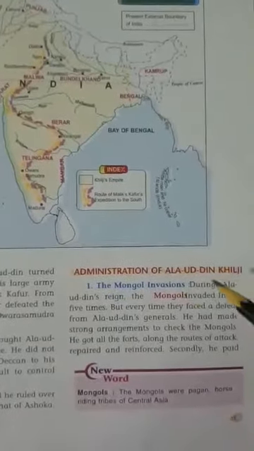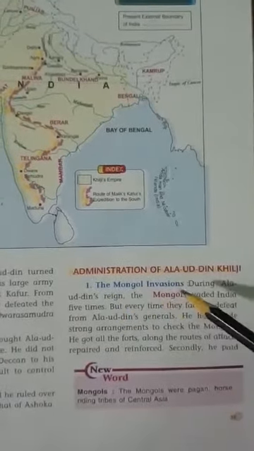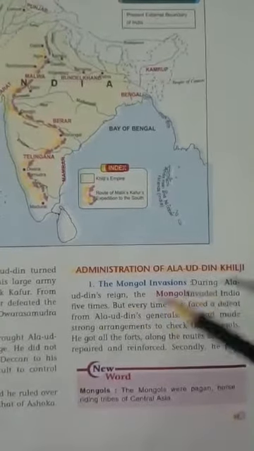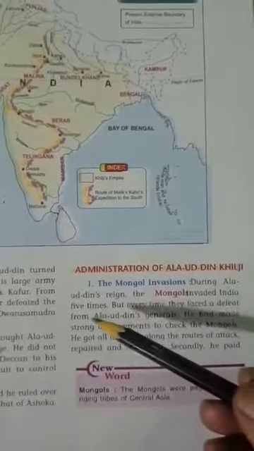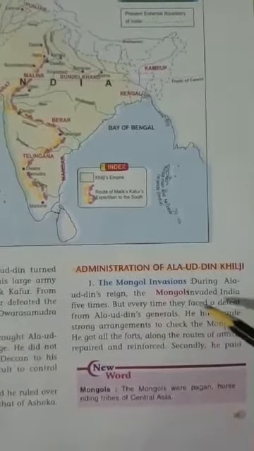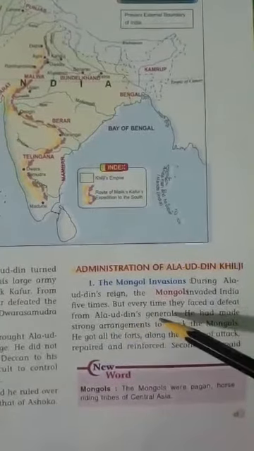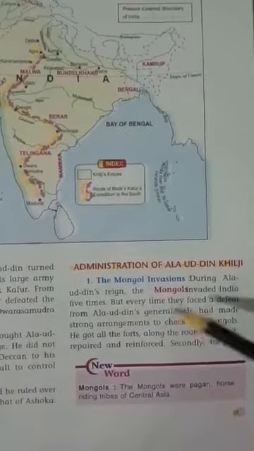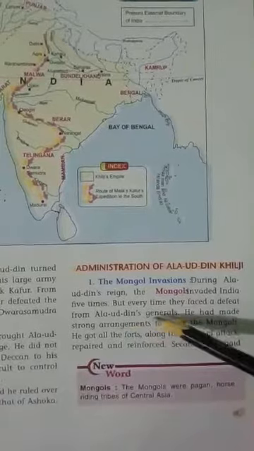Administration of Alauddin Khilji. First is the Mughal invasions. During Alauddin Khilji's reign, the Mughals invaded India 5 times, but every time they faced a defeat from Alauddin's generals. So the Mughals attacked India 5 times, but every time they were defeated by Alauddin's generals.